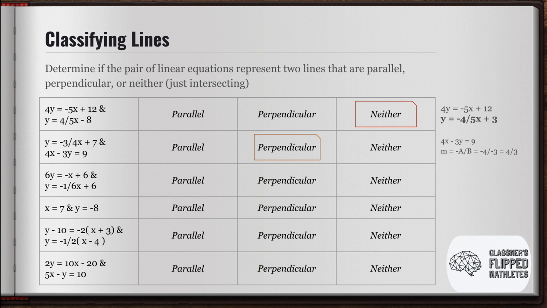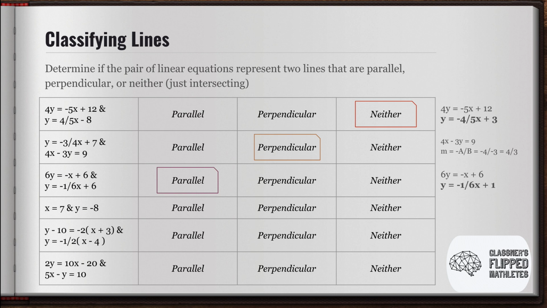For the third one, 6y equals negative x plus 6 is kind of in y equals mx plus b form, and the other one, y equals negative 1/6 x plus 6, is obviously in y equals mx plus b form. Let's take that top one and divide it by 6. Y equals negative 1/6 x plus 1. Now you see that the slope for that top one is negative 1/6. The slope for the second one is also negative 1/6. These are the same number, so they must be parallel.